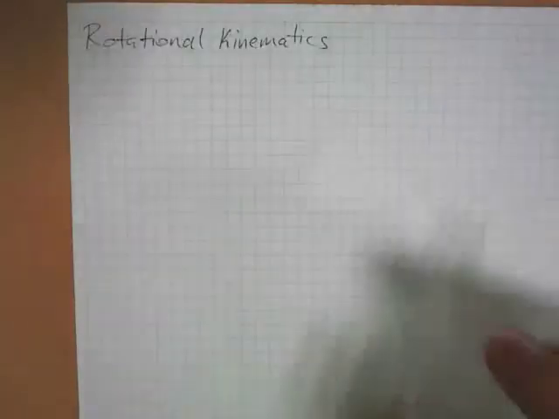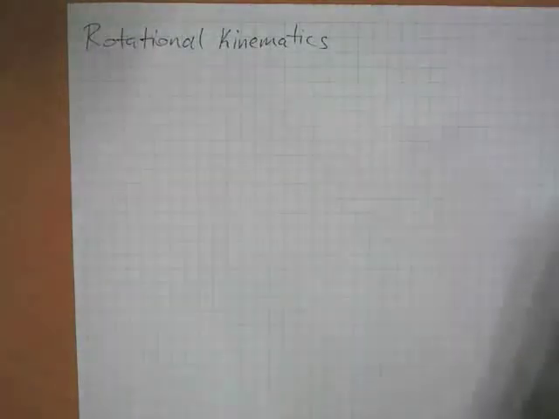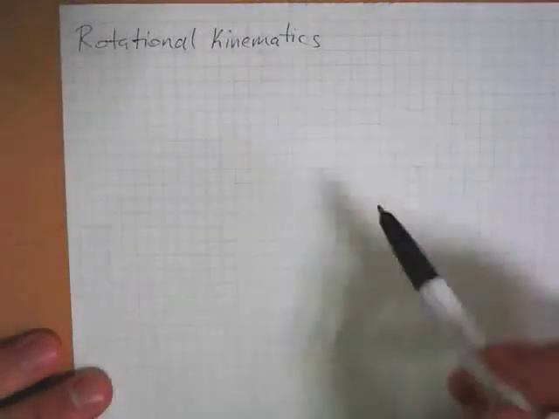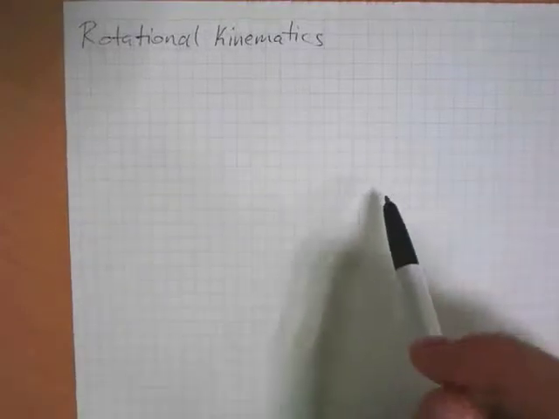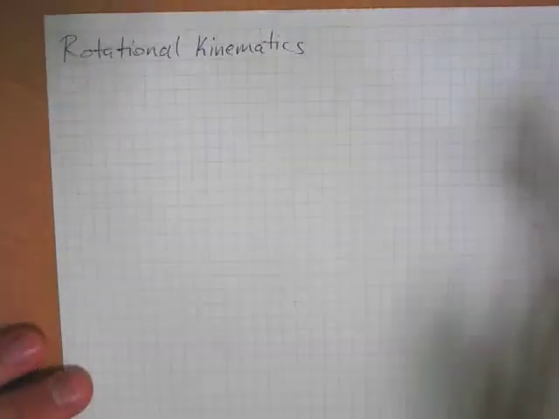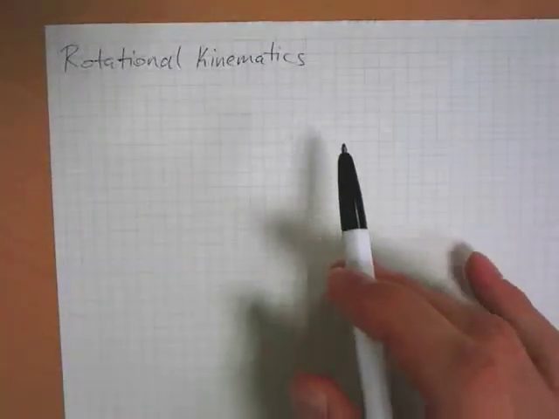Over the next couple of weeks, we're going to be looking at rotational motion, objects that are spinning around in circles or just moving in a circle. And we're going to be looking at some equivalence between linear quantities that we already know about and rotational quantities that are analogous to those linear quantities.